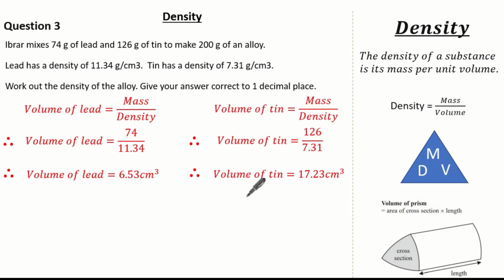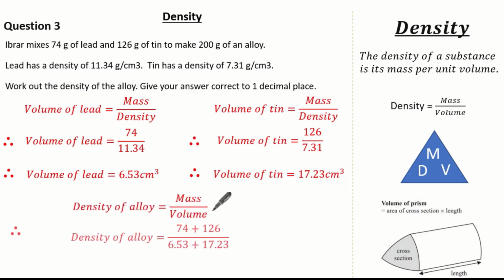Now let's work out the density of the entire alloy. Now to work out density, remember it's simply mass divided by volume. So we know the total mass because it's 74 add 126 divided by, now we know our total volume, which is 6.53 add our 17.23. We can work out the density to be 8.4 grams per centimeters cubed.